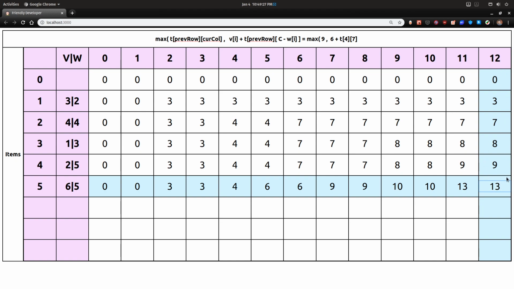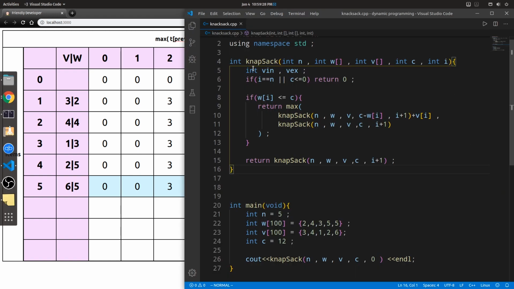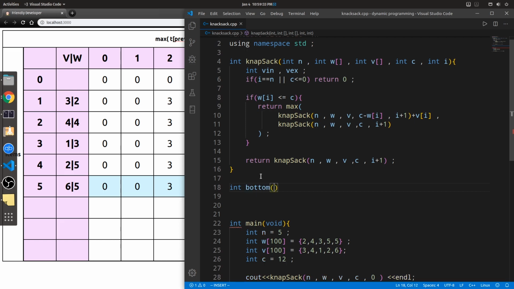Okay, so this is the solution to the problem, but this is not the complete solution. The complete solution involves printing the items that are actually included in the knapsack. Okay, so before we do that, first let's code the solution for finding the maximum value using the top-down approach like this. Okay, so here we have the brute force approach for the knapsack problem. Now let's write the bottom-up approach.